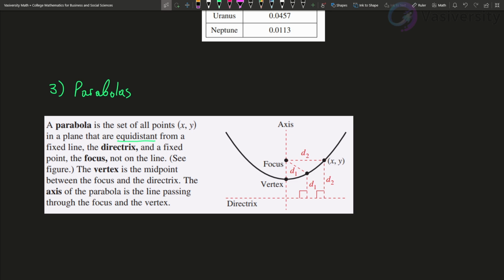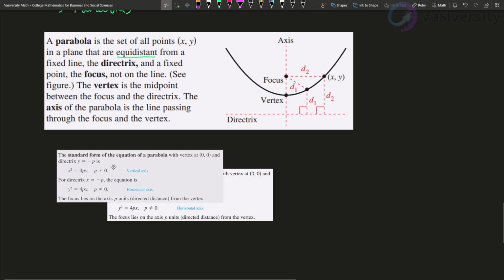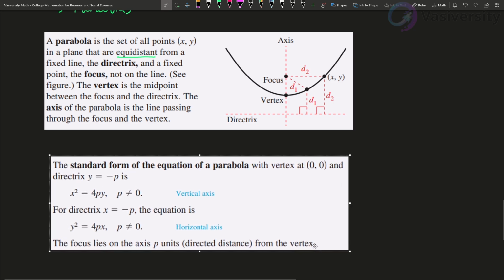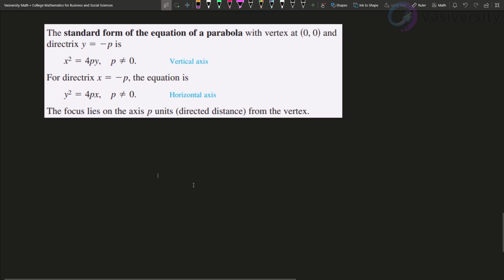Okay, so some of the standard forms of parabolas. We know the standard equation, but the general form of the parabola at the origin is as follows. The standard form of the equation of a parabola with vertex 0, 0 and directrix y equal to negative p is as follows. So we can have a vertical axis, we can have a horizontal axis. And then how would it look on a picture, in a vertical and horizontal axis?